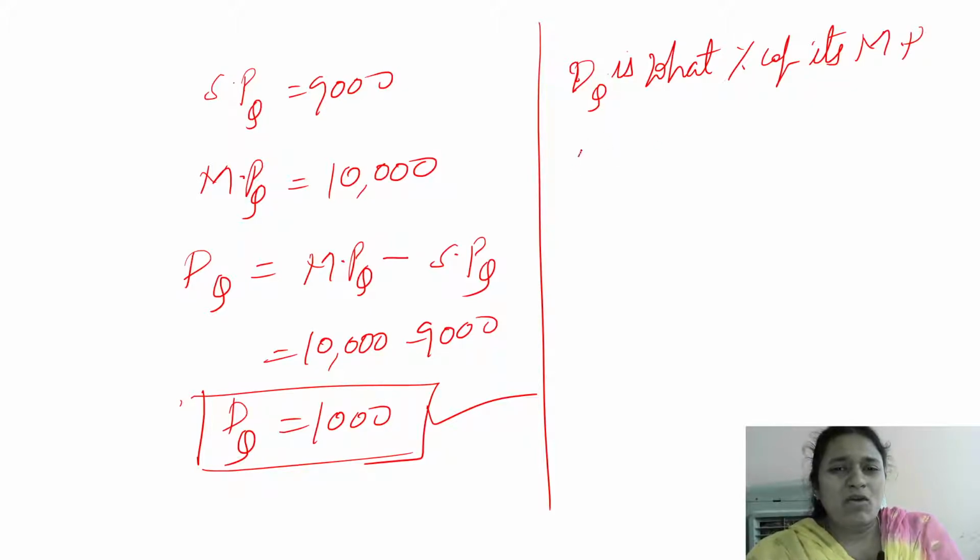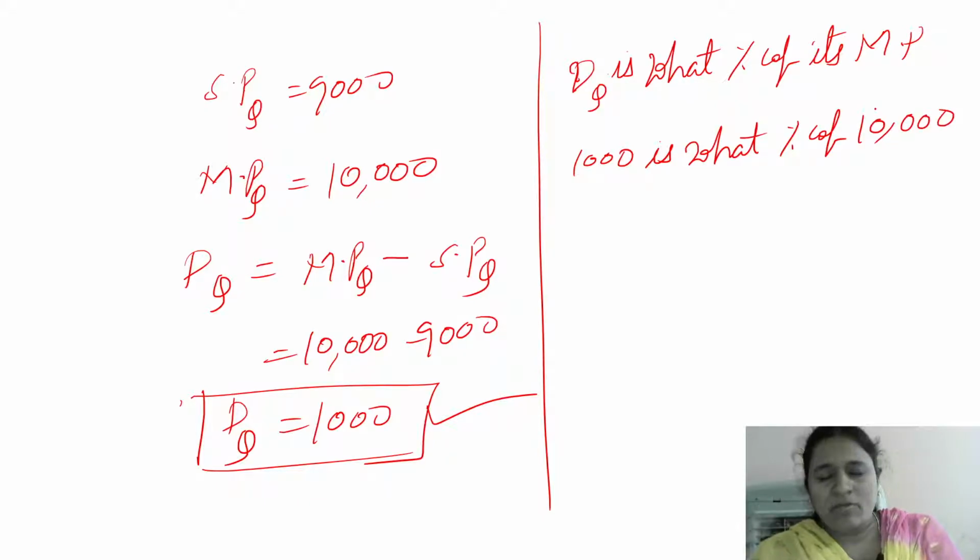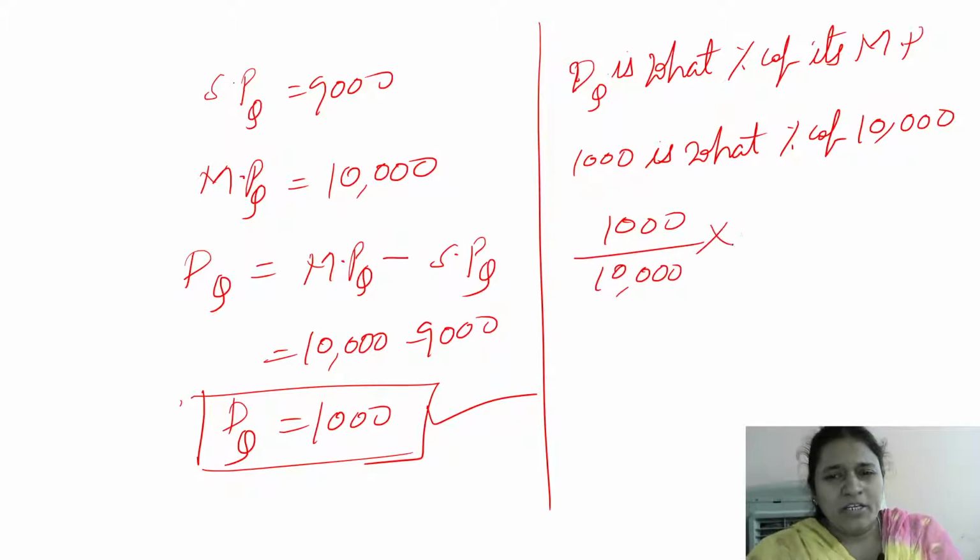That means the discount is 1000. 1000 is what percentage of 10,000? The market price is 10,000, right? This is 1000 divided by 10,000 into 100. That means these three zeros cancel, this zero will cancel. That is 10 percent, the right answer.